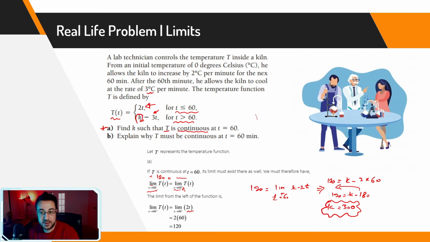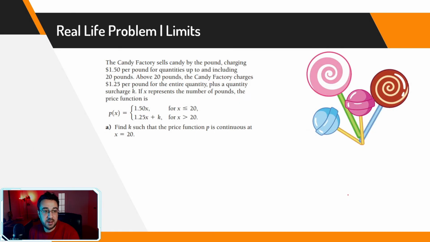Let's try to find another one, same concept but a different category. Let's say you have a candy factory that sells candy by the pound. Now the factory is charging $1.5 per pound for quantities up to and including 20 pounds. As long as you're buying 20 pounds or less, he will charge you $1.5 per pound. And if you are buying more than 20 pounds of candy, then the factory will charge you a discounted $1.25 per pound for the entire quantity, plus a quantity surcharge or partial charge of k.